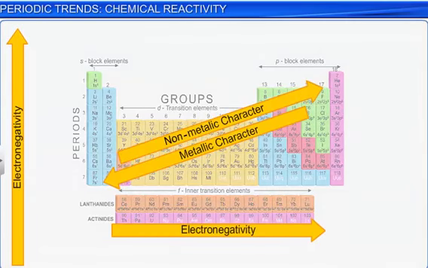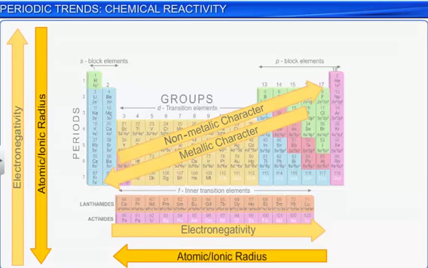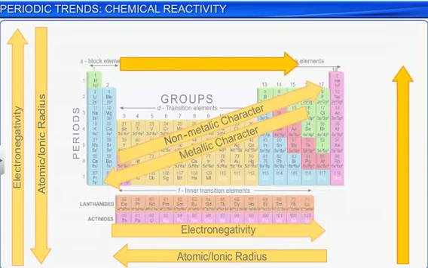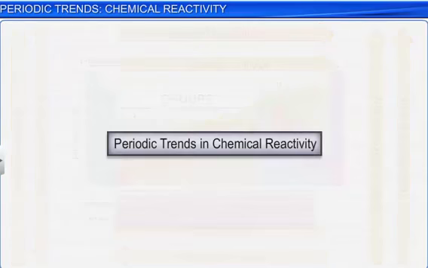pretty aware of the periodic trends in the fundamental physical properties such as atomic or ionic radii, ionization enthalpy and electron gain enthalpy of elements. Let's now see how the periodicity in these properties is related to the periodicity in the chemical reactivity of elements.